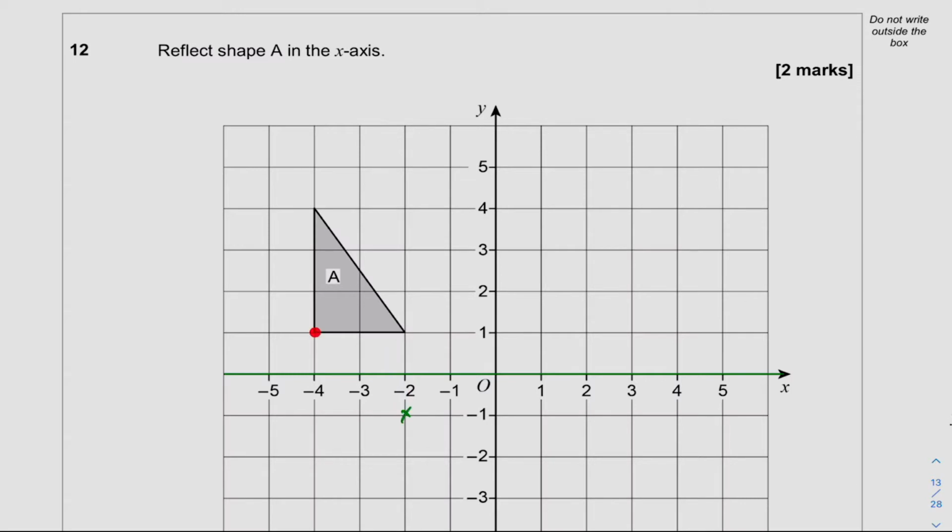We then do the same for this point. It's 1 away, so we go 1 away again. So that is our new point. And for the final point on our triangle, it's 1, 2, 3, 4 squares away. So we go 4 squares away in the bottom left quadrant, away from the x-axis. So we go 1, 2, 3, 4, and that is the point of our final piece in the triangle. So now all we have to do is join our triangle up, like so. And that is our triangle reflected in the x-axis.